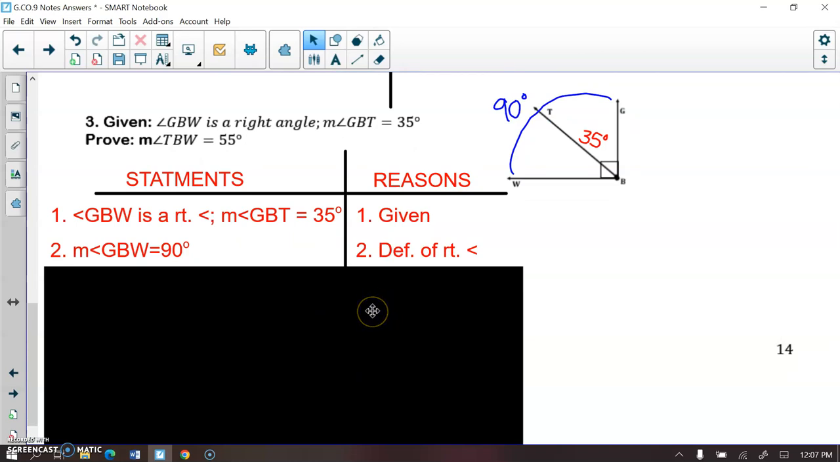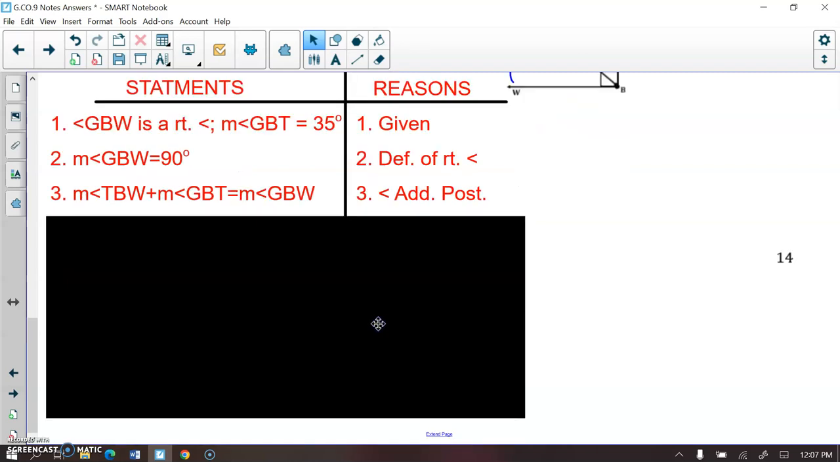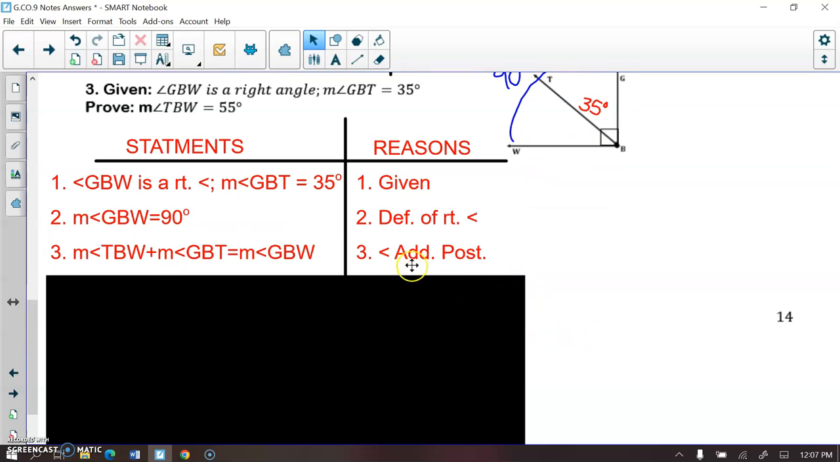That's important. Now we're going to use the angle addition postulate, which is the only way that you can write it. You cannot manipulate this postulate in any way. So I have the measure of angle TBW plus the measure of angle GBT is equal to the measure of angle GBW. Notice I'm doing the measure of the angles because I'm dealing with equal signs. That's the angle addition postulate, which I have abbreviated here.